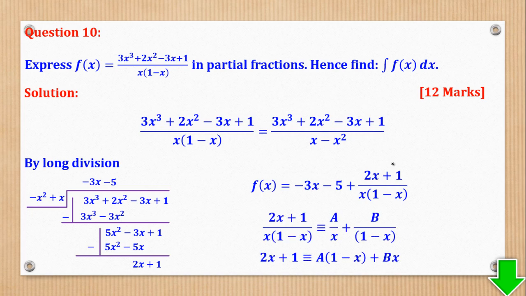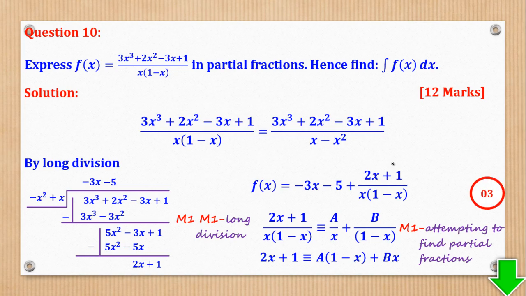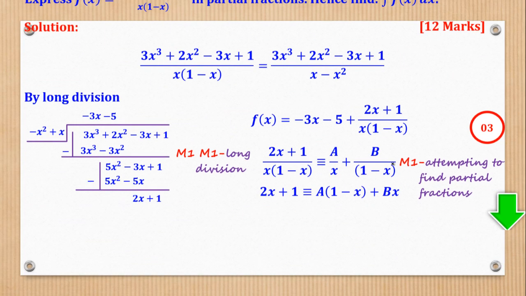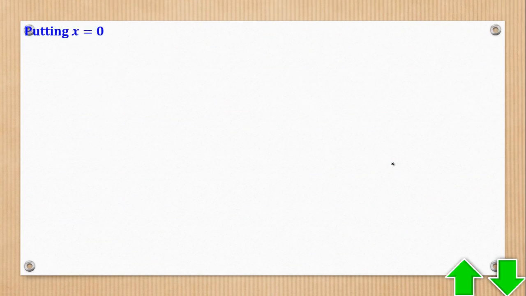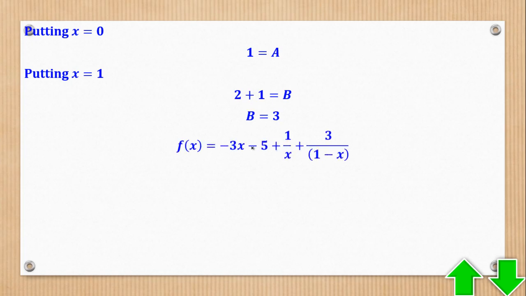So equate the numerators, equivalence of the numerators. Then you need to get the values of A and B. So putting x equal to 0, I come up with A as 1. Putting x equal to 1, I come up with B as 3. Therefore, f(x) is equal to that. And that's what they wanted in part A.